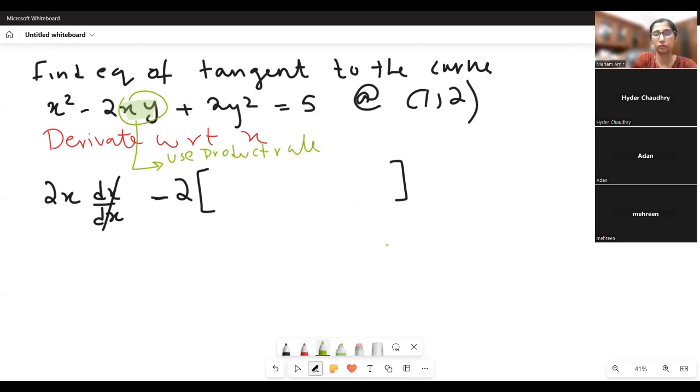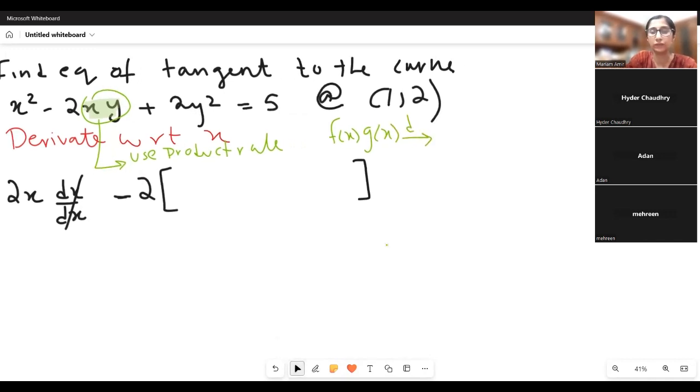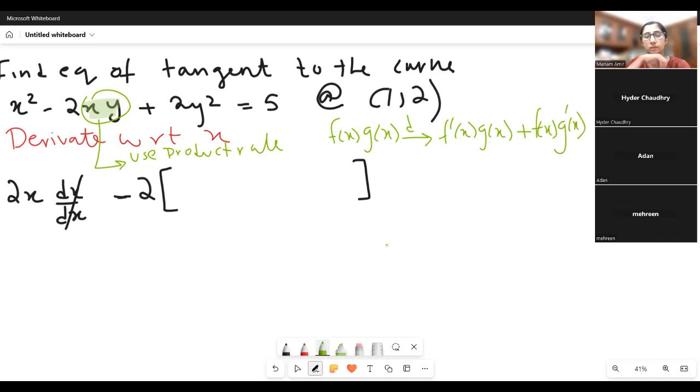And what's the product rule? If you have a function f(x) times a function g(x) and you're derivating it, then the formula is you derivate f(x), f prime x, g(x) gets multiplied with it, then there's a plus sign, f(x) stays the same, and then times g prime x, the derivative of g(x).